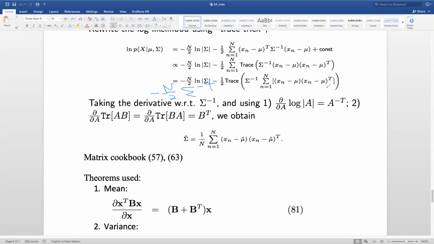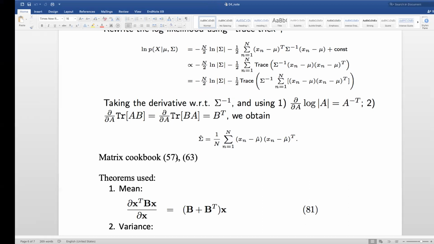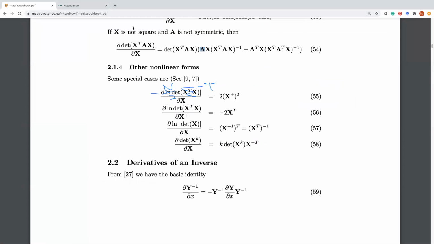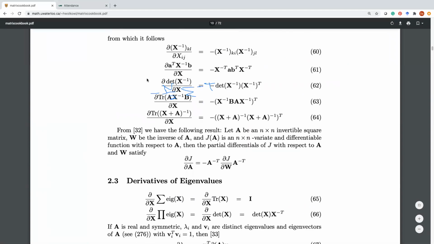Now let's look at the second term. The second term is also a little bit heavy. Remember we use the trace trick. So then we probably want to find the derivative of the trace. We'll directly go to 63 to save time. So let's go to 63.